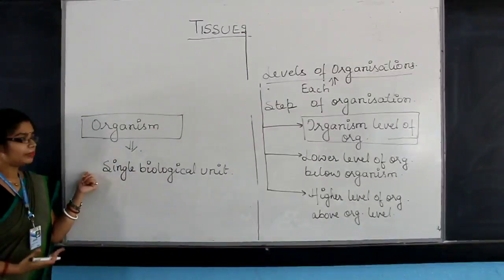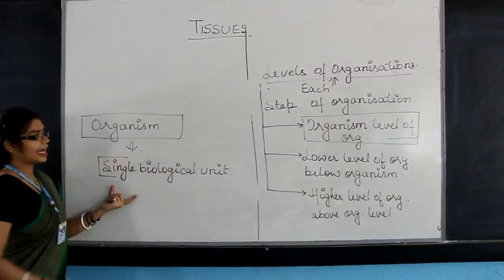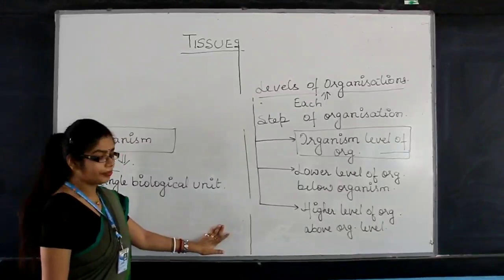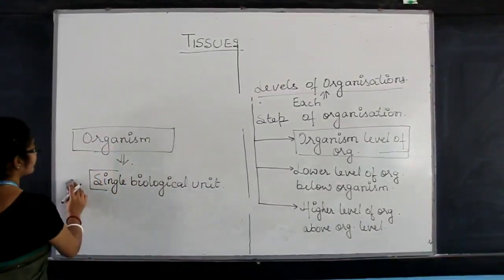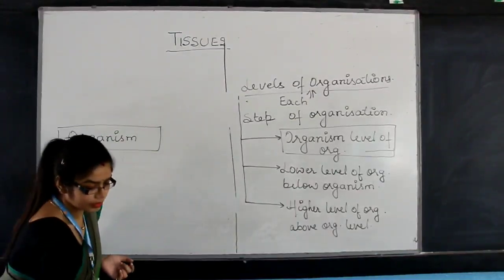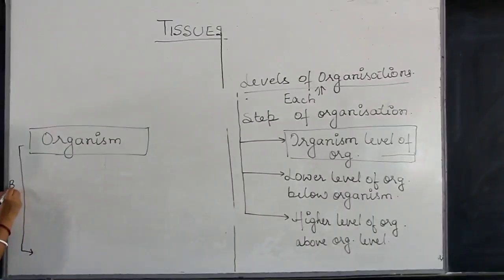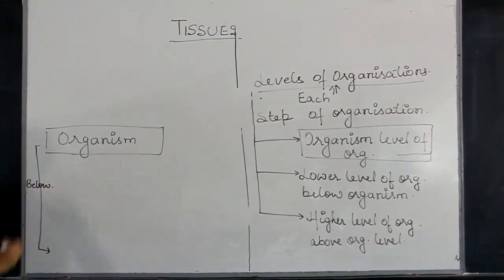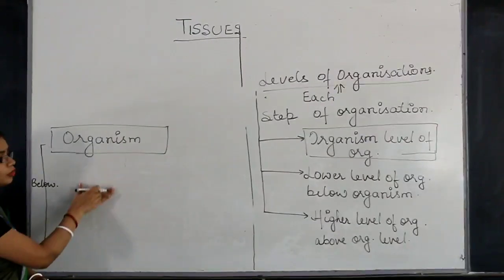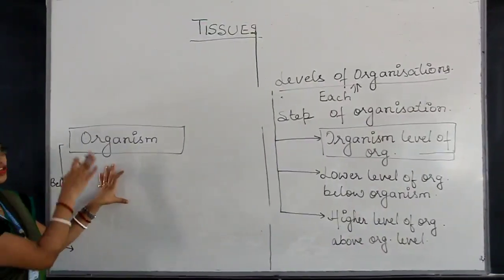Either it is animal or plants, all will be adding or forming a single biological unit, and we will be taking it as the organism level of organization. Okay. Next we move on to the level of organization below the organism level. Below the organism, we will be including those steps which lead to the formation of organisms.